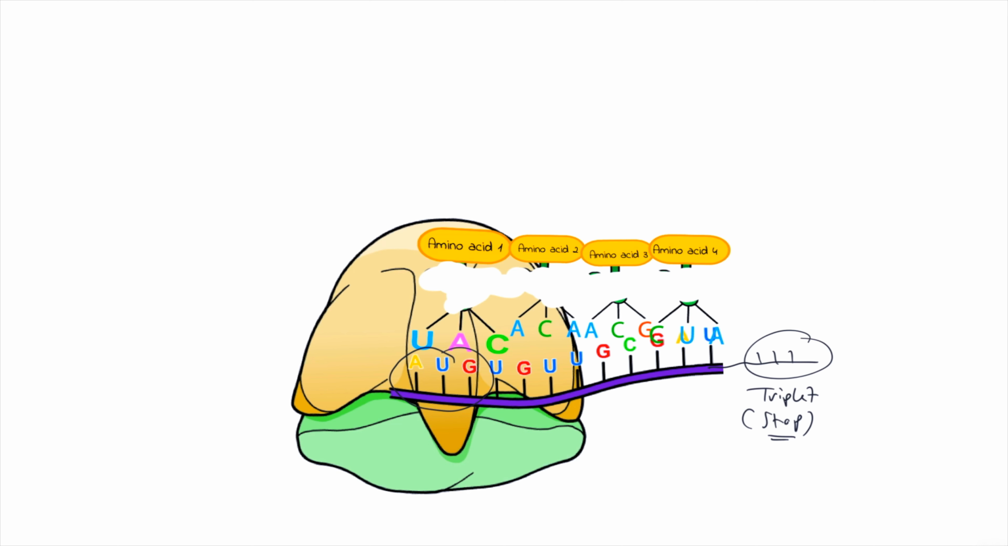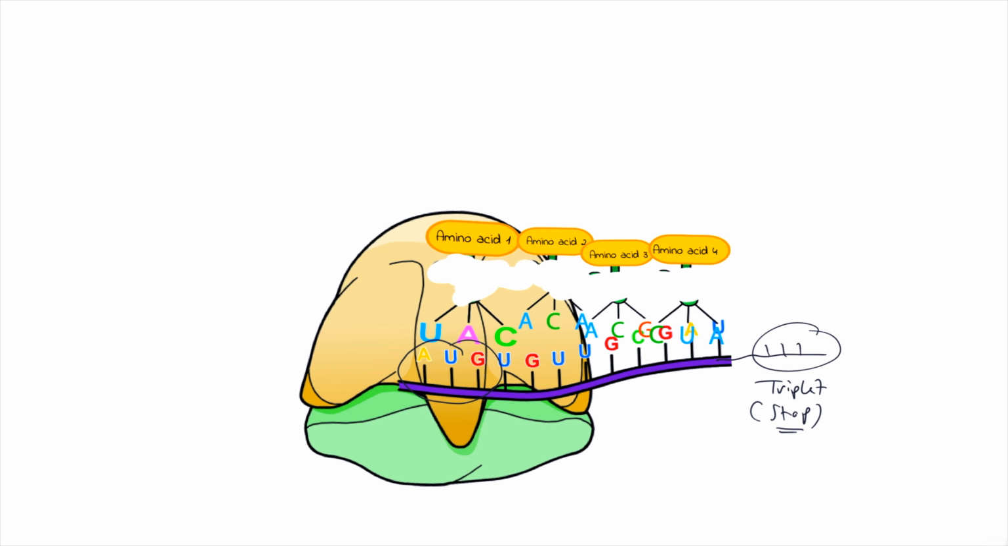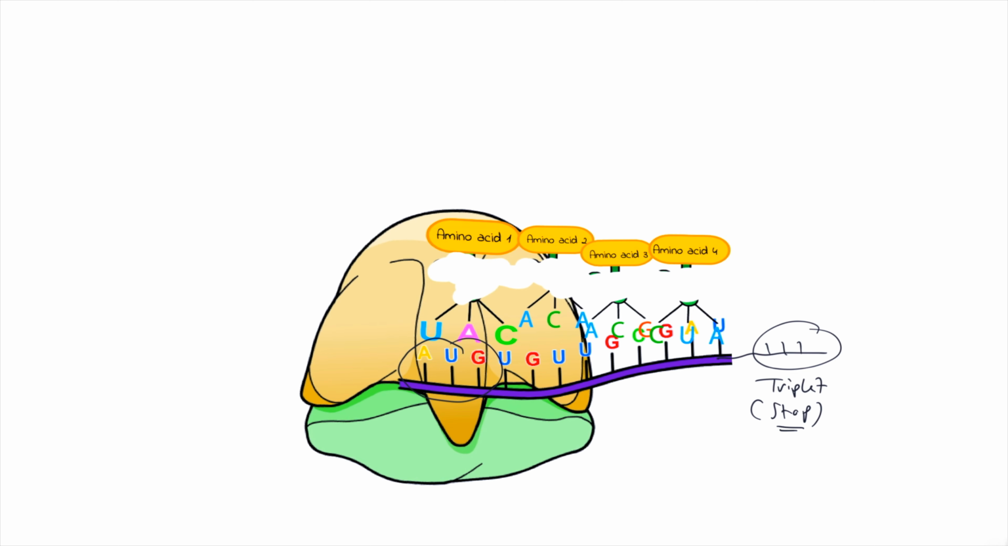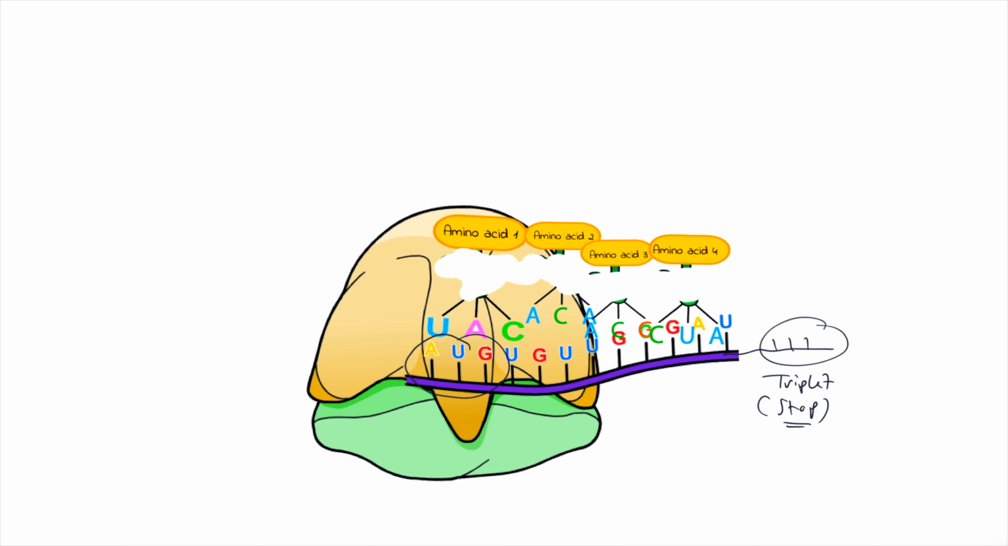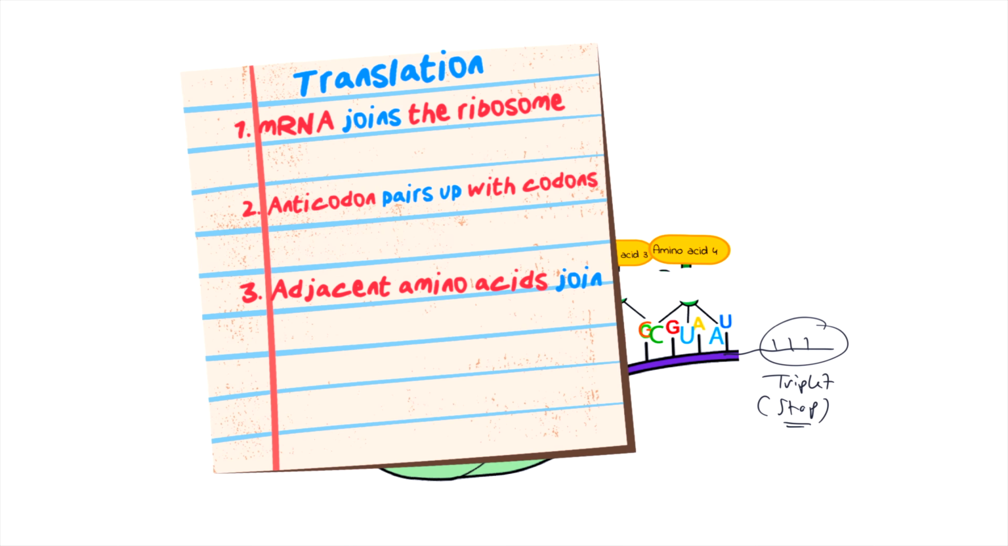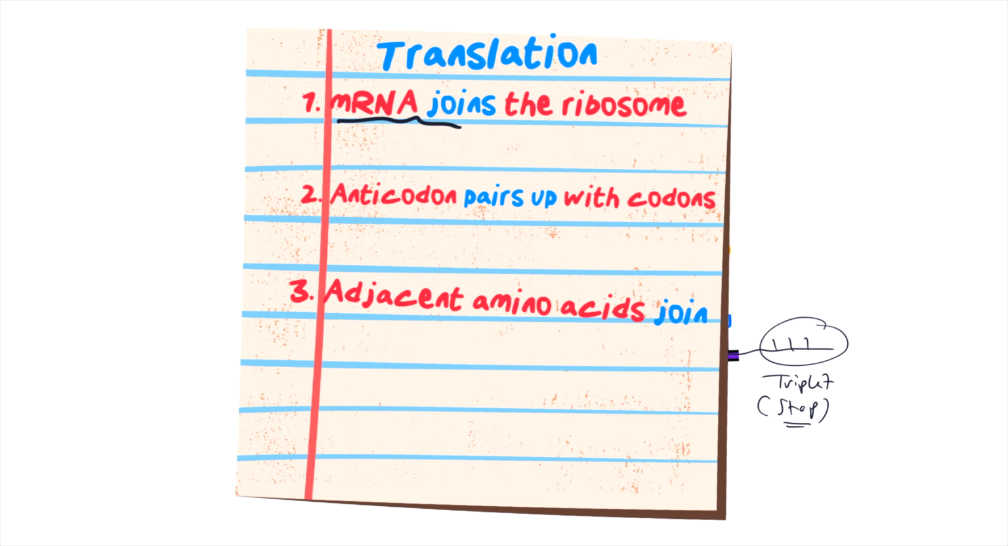So let's summarize what we've written about translation. The process starts with the messenger RNA joining the ribosome. Then we have the anticodons on tRNA pairing up with the codons on the messenger. Following this, we have adjacent amino acids joining together by what we call peptide bonds.